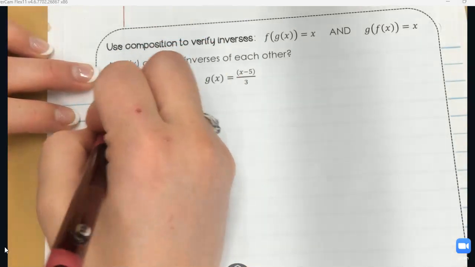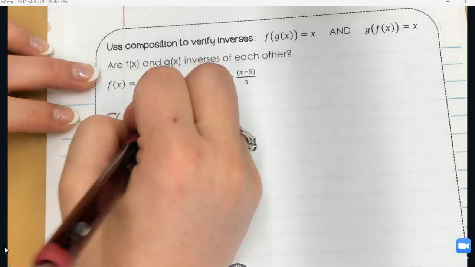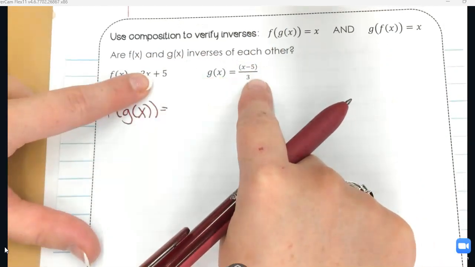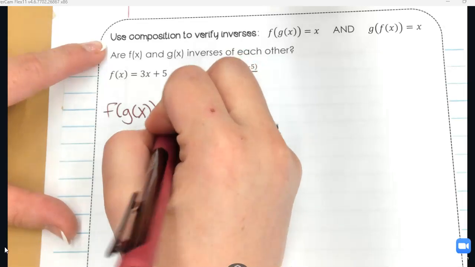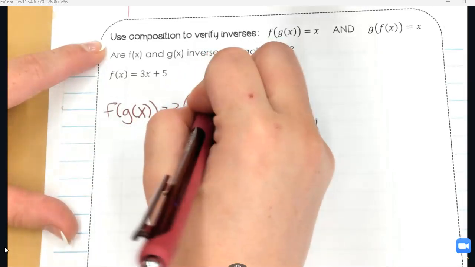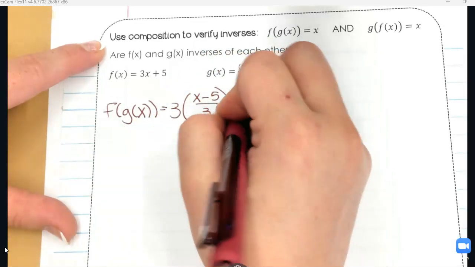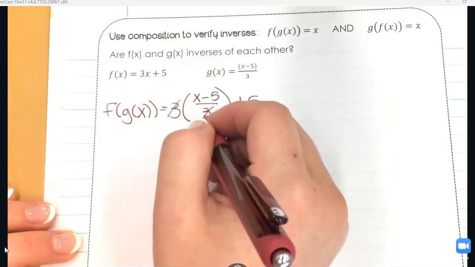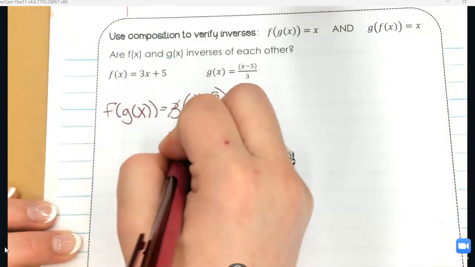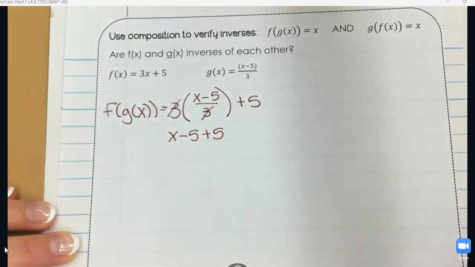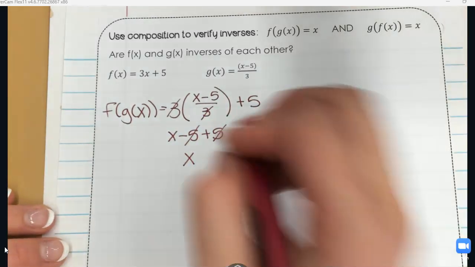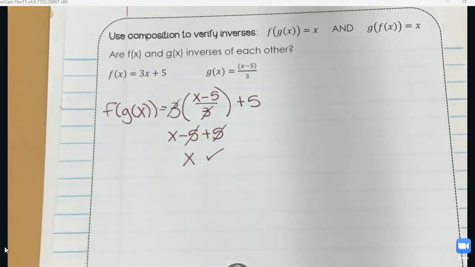First, we're going to take f of g of x, which means we are going to plug this entire thing, x minus 5 over 3, in place of the x here. So that will be 3 times x minus 5 over 3 plus 5. I'm going to use my order of operations. The 3's divide down to 1, and I've got x minus 5 plus 5. Well, negative 5 plus 5 is 0, and so I am just left with x, which is what we were hoping for, but I'm not done yet.